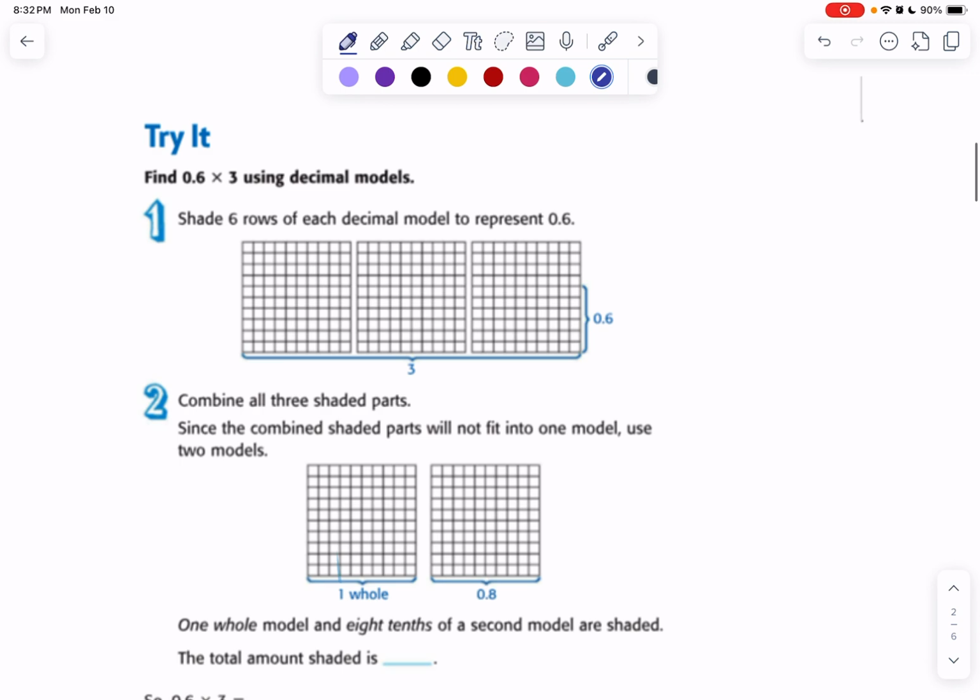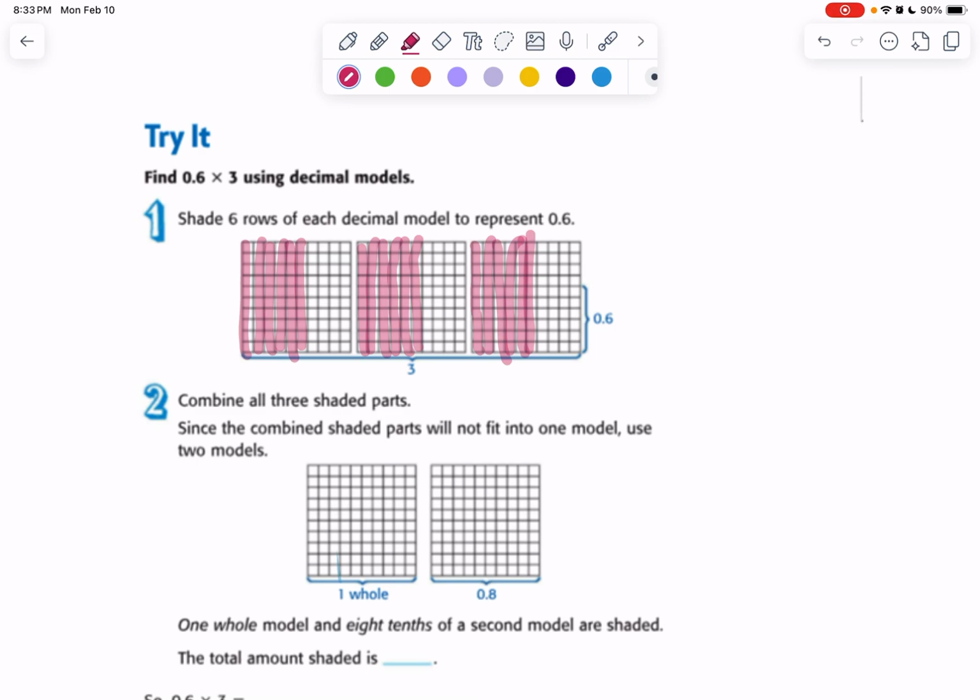Okay, this question is find 6/10 times 3. So we're going to need 3 sets of 6/10 this time. Okay, no problem. So 6/10, 1, 2, 3, 4, 5, 6. There's 1 set of 6/10. 1, 2, 3, 4, 5, 6. 2 sets of 6/10. Now we need 1 more. 1, 2, 3, 4, 5, 6. Now we have 3 sets of 6/10.